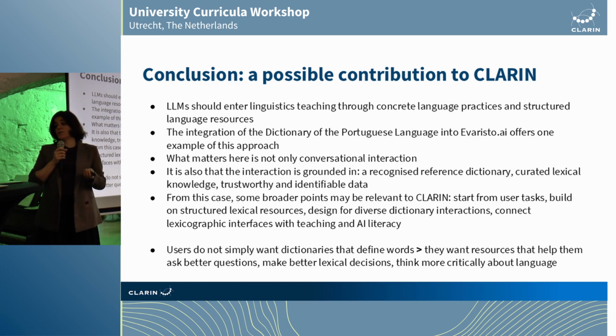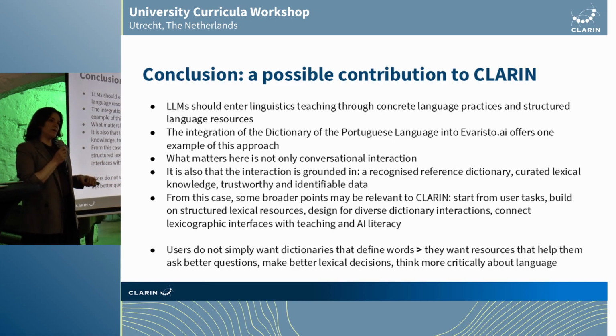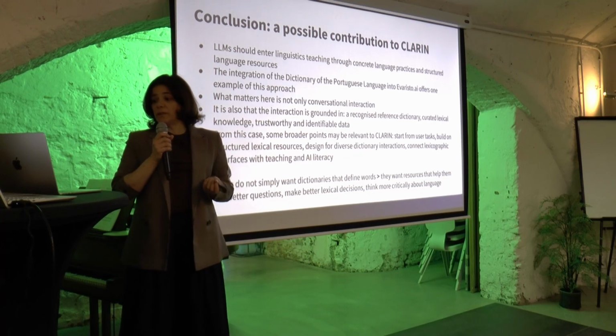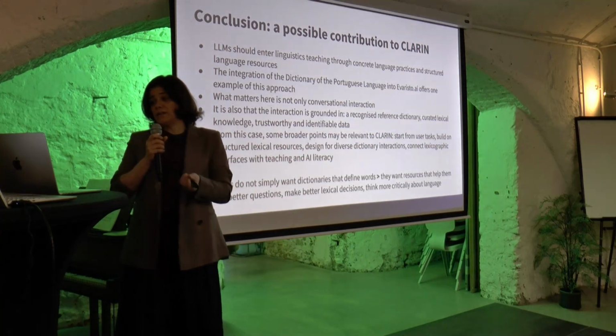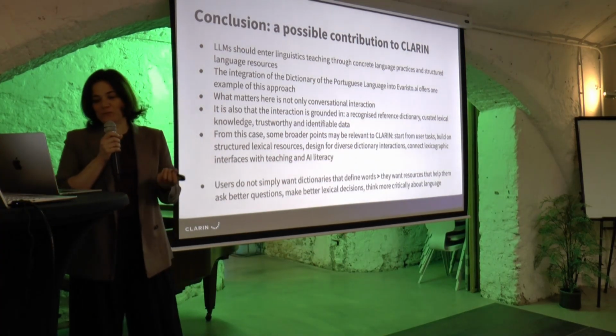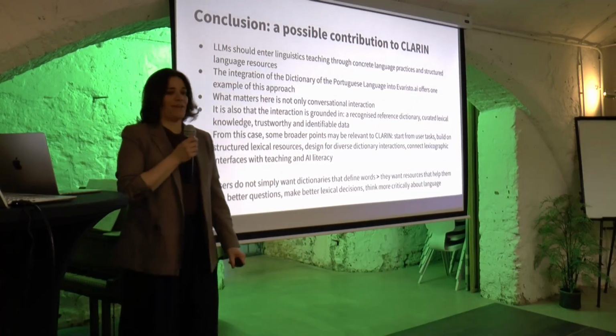So users do not simply want dictionaries, as I said before, to define words. They really want resources that help them ask better questions and also make better lexical decisions. And I'm seeing that they are learning a lot during this type of exercise, during the task, so I'm very glad with the results. I think this is where lexicography can make a valuable contribution to CLARIN in the age of AI. Thanks.